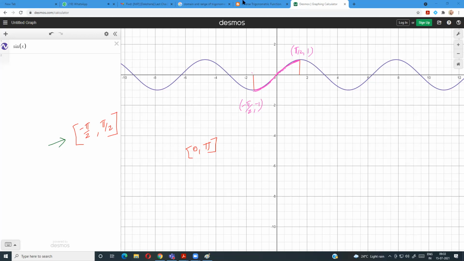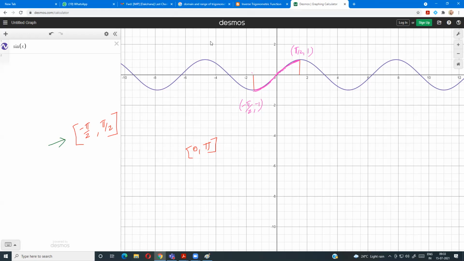Tell me. Are you seeing my screen? Yes, sir. Okay, so I told you one interval, minus pi by 2 to pi by 2. When I consider minus pi by 2 to pi by 2, then sin x is one-one and onto. So my question is, is there any other interval that you can tell me?